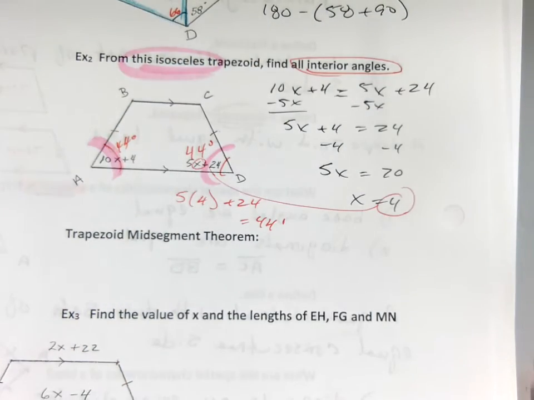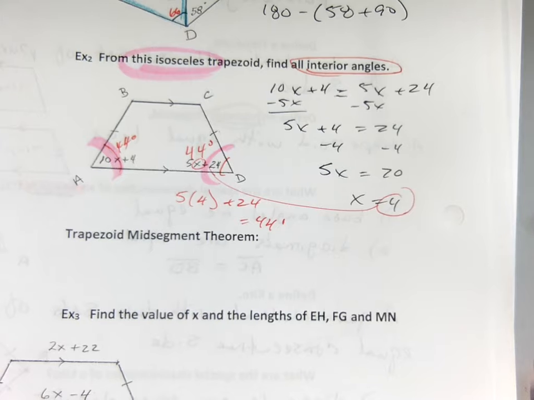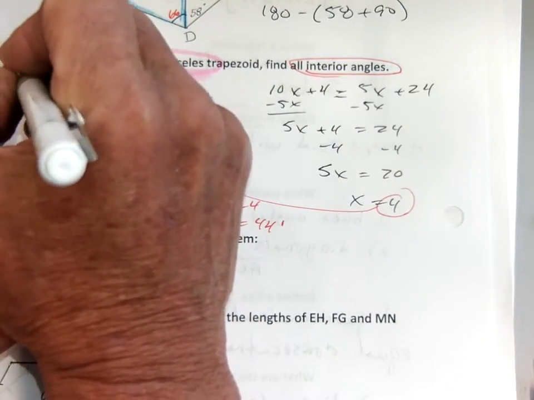How about B and C? How do we find B and C? Well, how many degrees are in a quadrilateral? How many degrees in a square? How many degrees in a rectangle? 360. Every quadrilateral is always 360. Always. So we know that we've got 360 degrees, right?